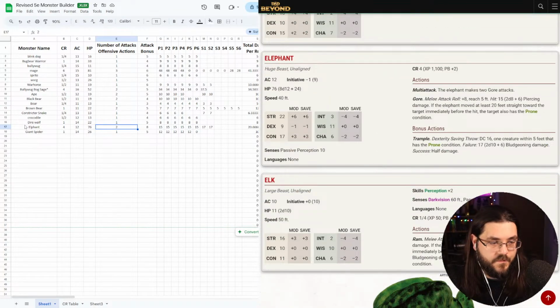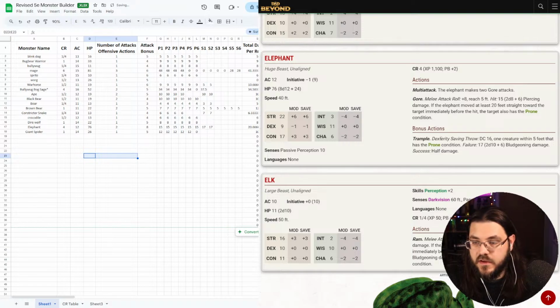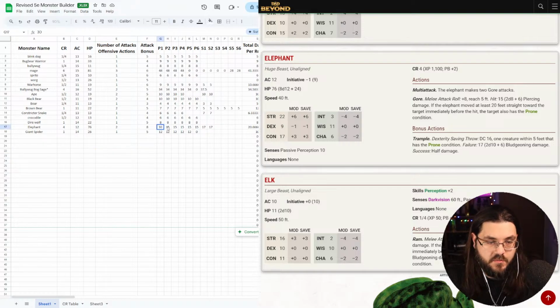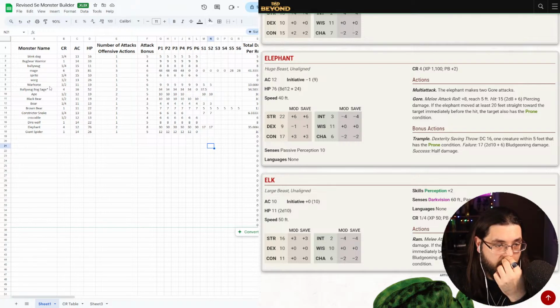Elephant. Which we've missed out the second E. Elephant makes 2 gore attacks. So each gore attack is doing 15 damage. So it's doing 30 damage per gore. And then 2 rounds from the thing, it would get an extra 17, which would up it to 35.